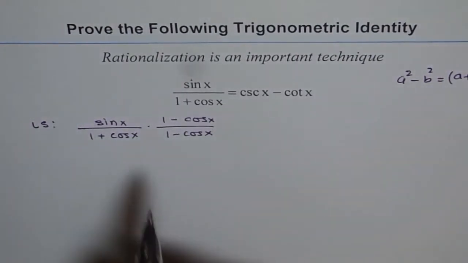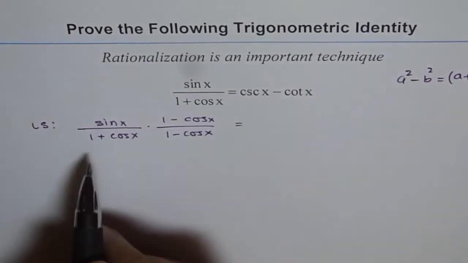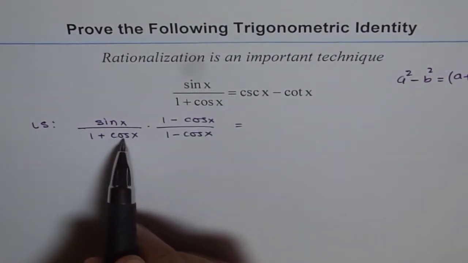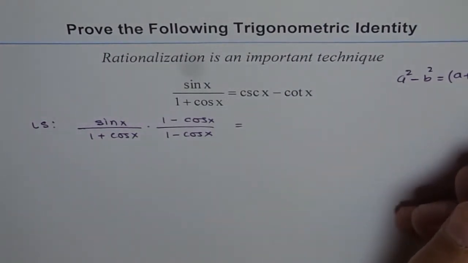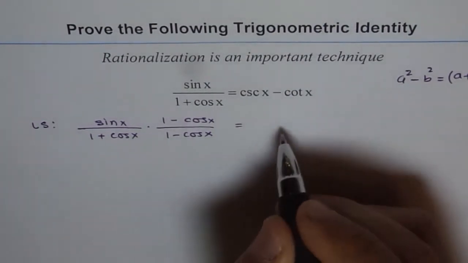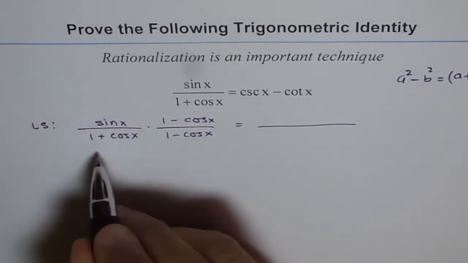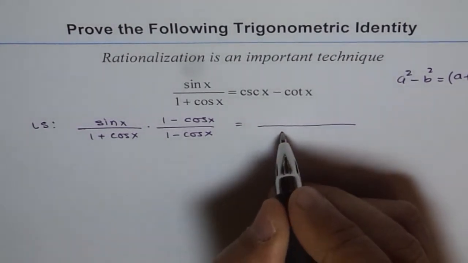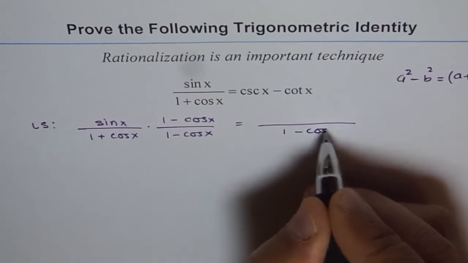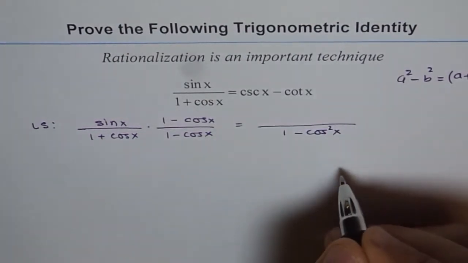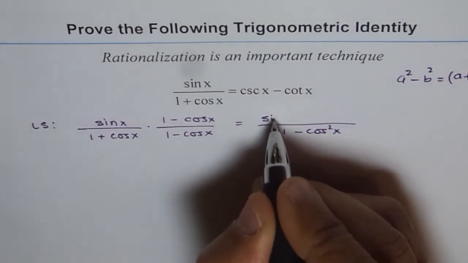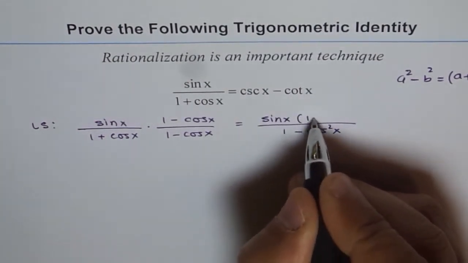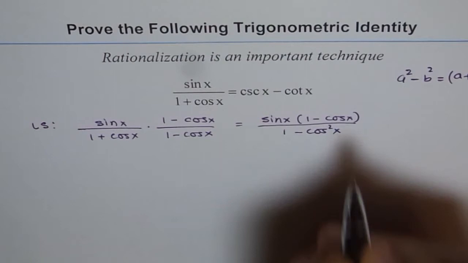Correct? So if you do so, look at the denominator. 1 plus cos x times 1 minus cos x, like a plus b times a minus b. So what do you get? You get a square minus b square. So in the denominator, we get a square minus b square. That means I get 1 minus cos square x in the denominator, correct? I'll write the numerator as such, which is sin x times 1 minus cos x, okay?